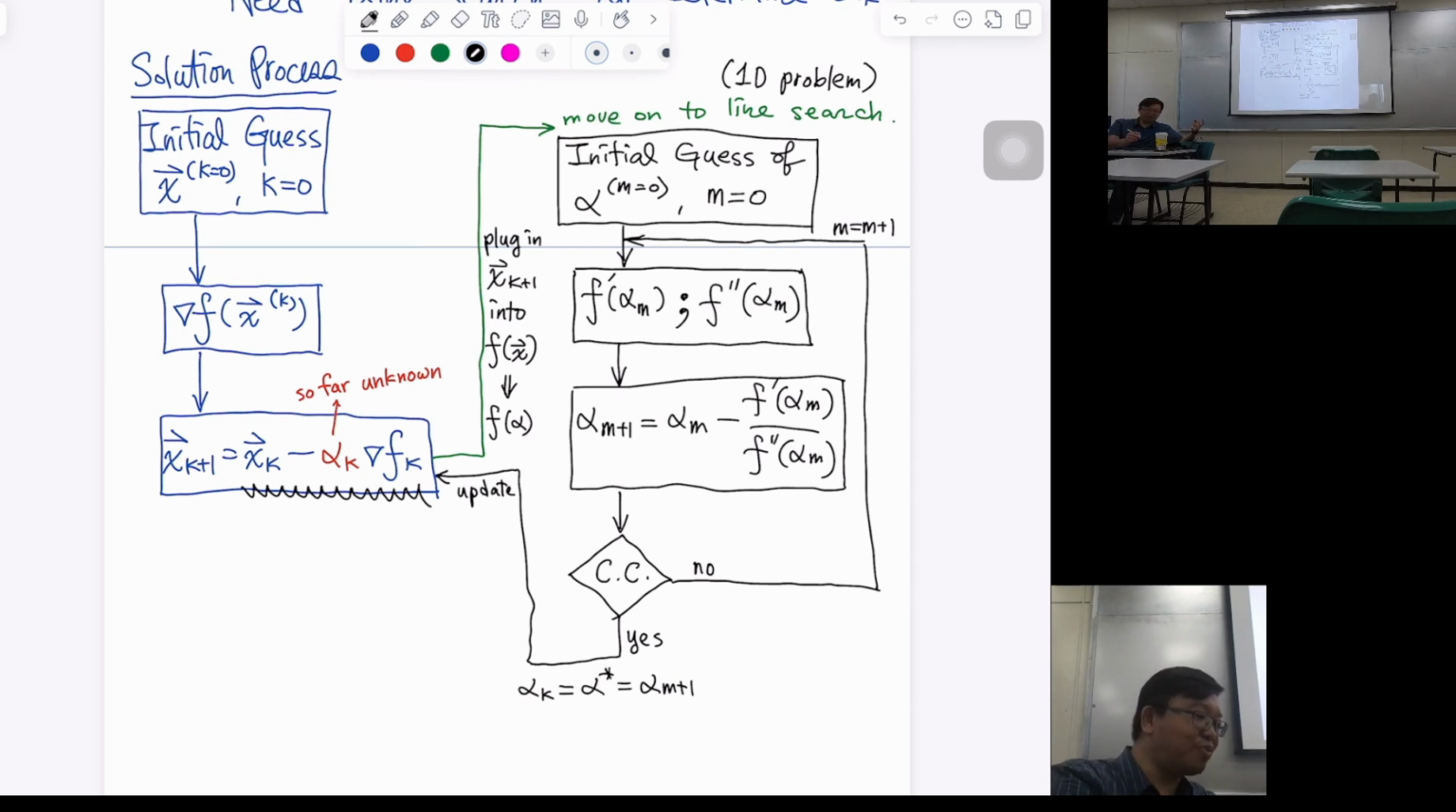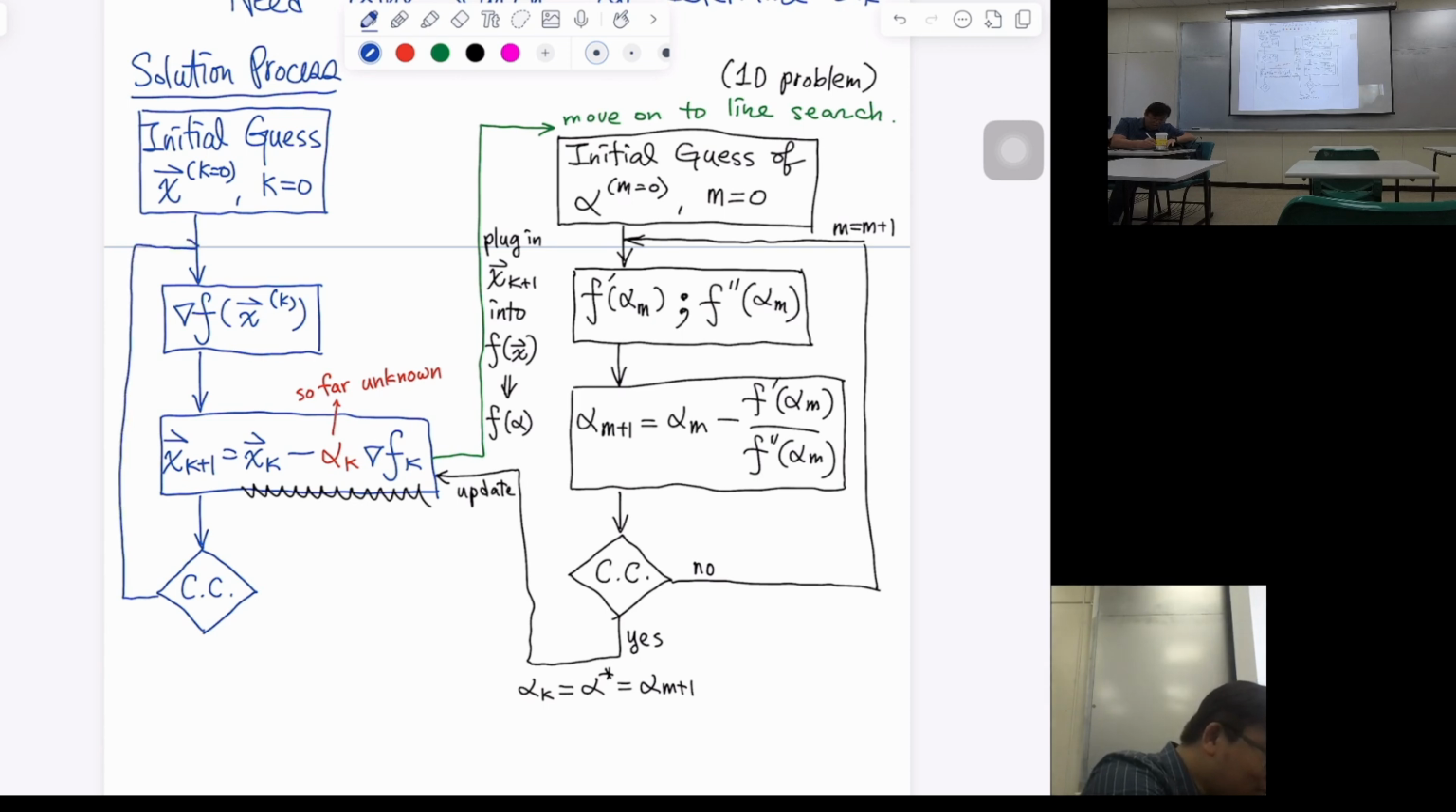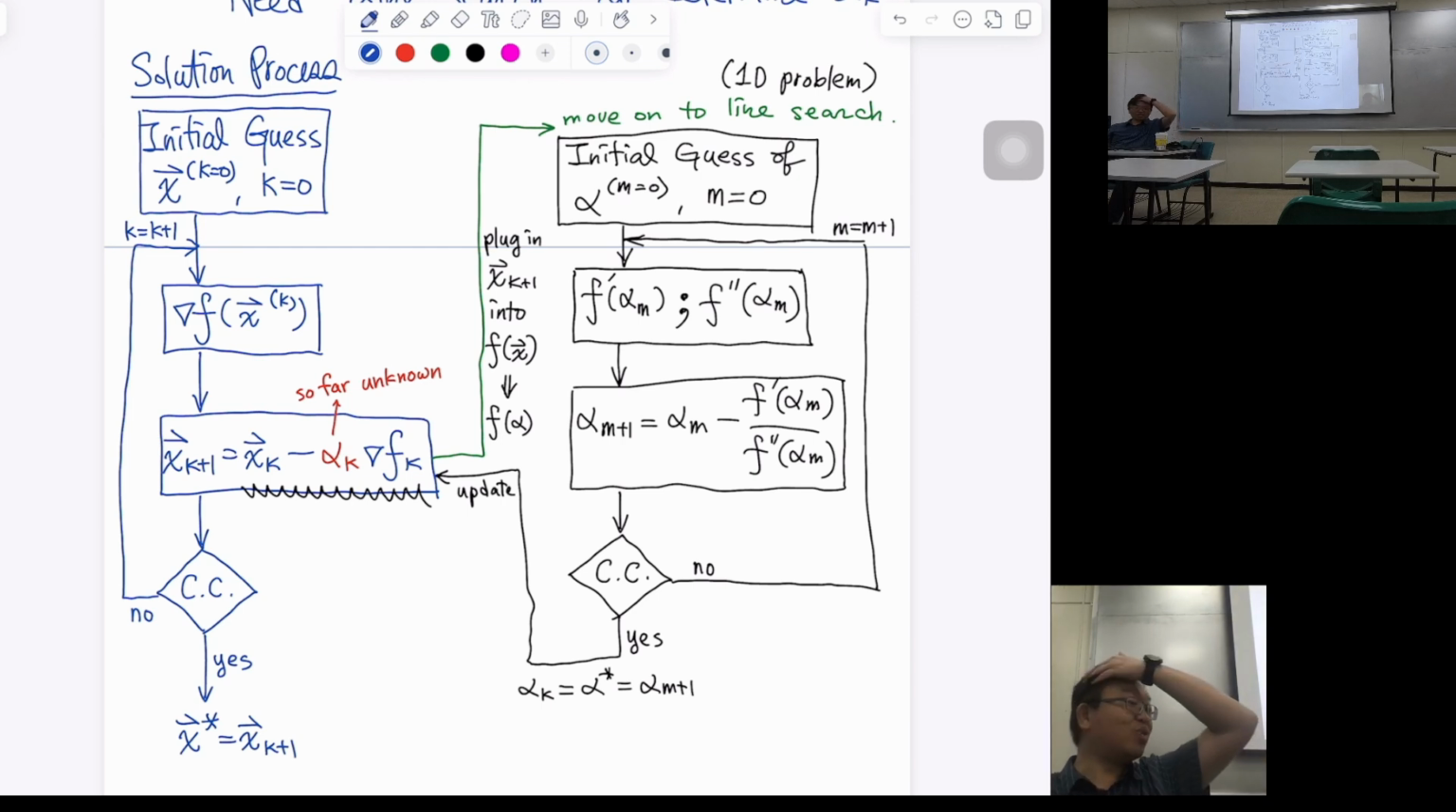So once you have an optimal alpha, you can obtain the x k plus 1. What do you do next? You do your convergence check in the main procedure. See if x is converged. If not, then you iterate back. So if not converged, here your k equals k plus 1. If yes, then your optimal solution would be your last solution. Finish. So this is the main solution process.